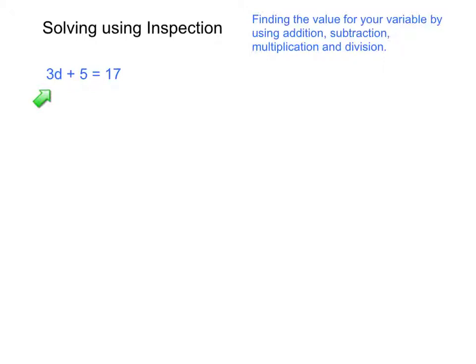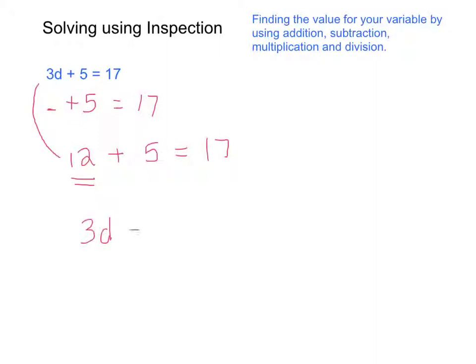So when I look at this equation, the first thing that I think of is, I don't know what D is, but I know that whatever 3 multiplied by D is, when I add it to the number 5, it's going to equal 17. So something plus 5 equals 17. And so I think to myself, okay, what added to 5 would equal 17? And I know that 12 added to 5 equals 17. So I know that this 3D and this 12 are equal. Whatever that D is, when it's multiplied by 3, the product is going to be 12.